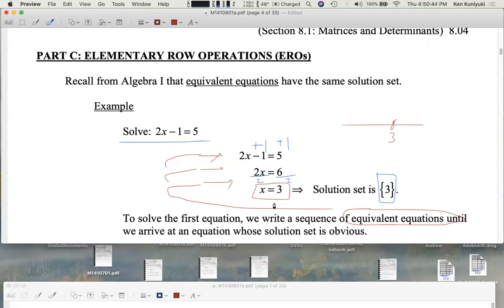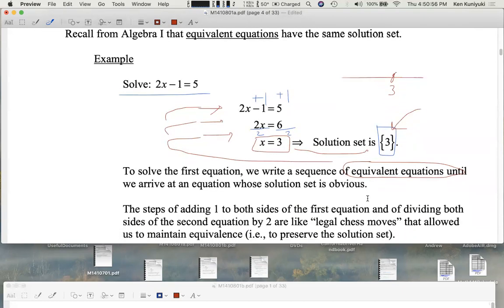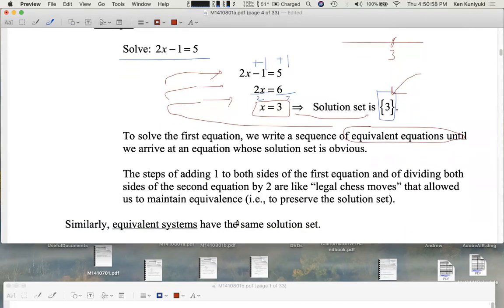In your Algebra 1 class, if you got up to x equals 3, you're basically done. But now in pre-calculus, we do want you to write the solution set. But really, this is obvious from this. Now, with systems, it's the same basic idea. Equivalent systems have the same solution set. This time, the solutions will be more like ordered pairs or ordered triples.